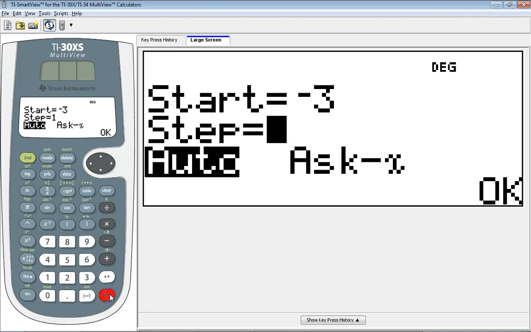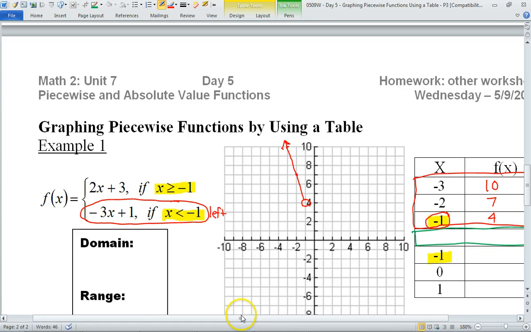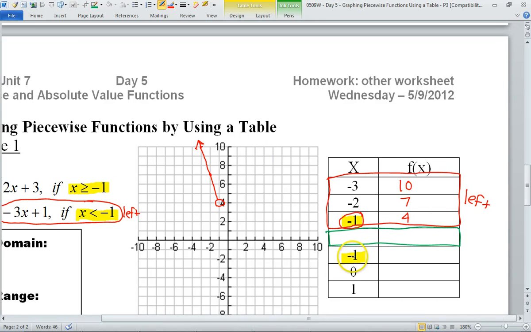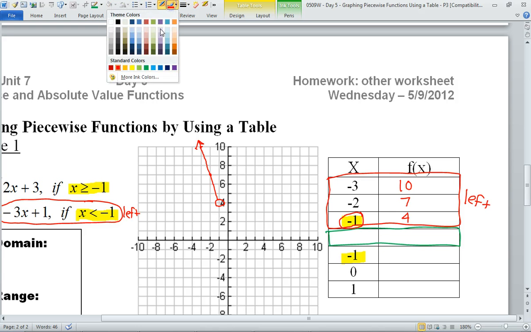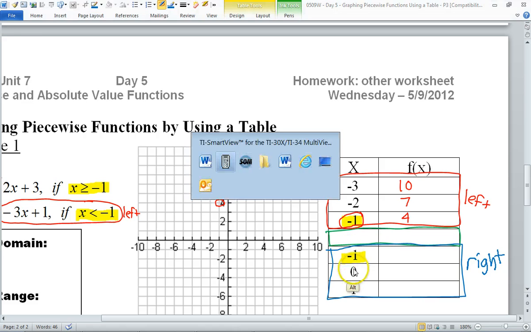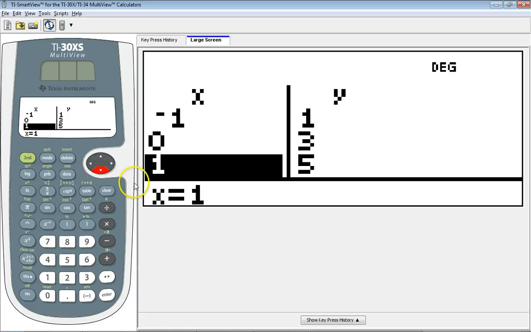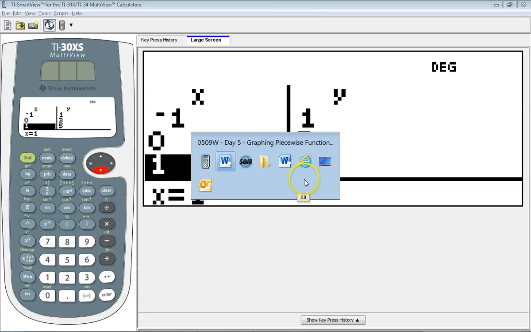If I put in 2x plus 3 and hit enter a few times, now let me look back and make sure I'm getting the correct values. I need the -1, the 0, and the 1 now. All right, let me switch over to blue. So now I'm doing the right-hand side of the graph. So I'm going to put that in blue. I always do the right-hand side in blue for some reason. So -1, 0, and 1. So I'm going to scroll to see that. 1, 3, 5.